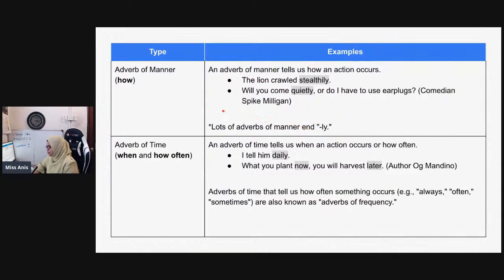Okay, so let's cover the first two first. So adverb of manner. Kan tadi ada nak jawab soalan how. Okay, soalan how. So adverb of manner ni dia bagi tahu macam mana satu action tu occurred, macam mana satu action tu di-completekan, dibuat. Okay, so contohnya dalam satu ayat ni nampak ni. The lion crawl stealthily. So the lion, singa, crawl, merangkak, stealthily ni dengan hati-hati, dengan senyap.